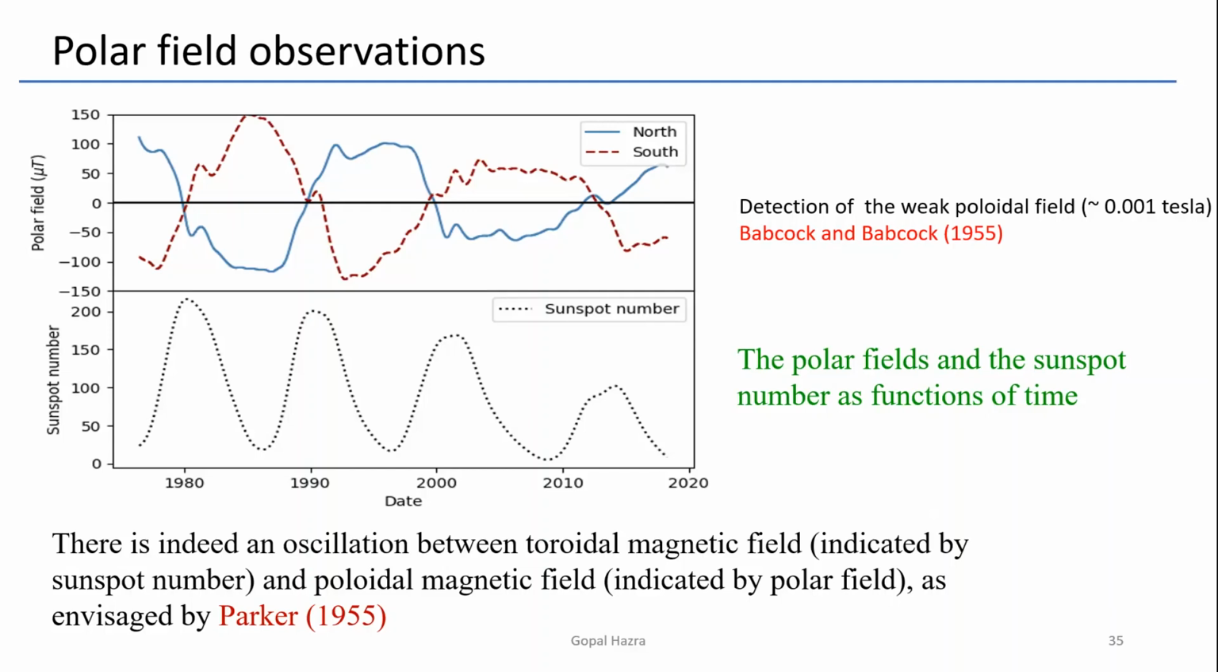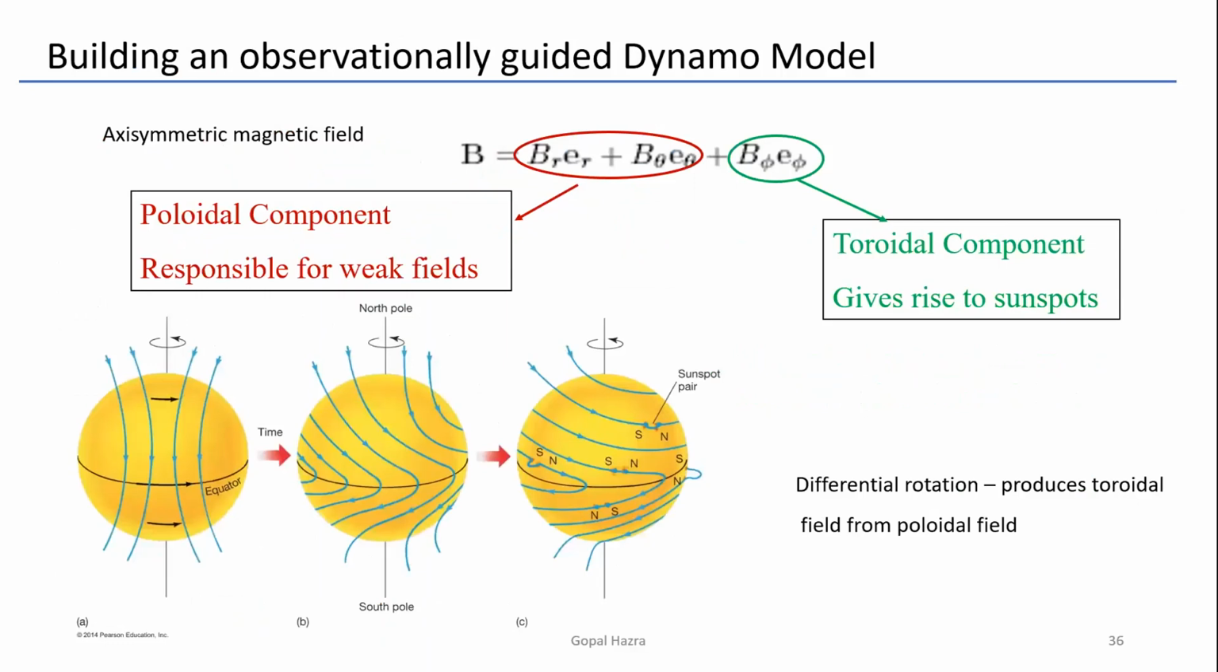One thing I should say: Babcock, they were like son and dad. They developed this and did a lot of work. They first detected this poloidal field and gave the first idea that a dynamo can operate here. But from the 70s to the 90s, nobody looked into that idea, and then after the 90s, it came back. That is a very interesting thing. So there is indeed an oscillation between the toroidal field and the poloidal field. That's why, when we are designing something, we assume that the magnetic field has a toroidal component and a poloidal component.